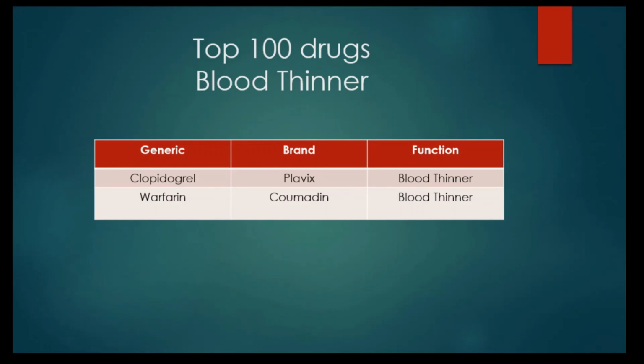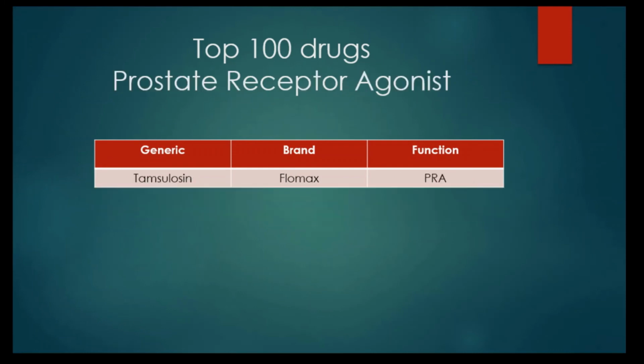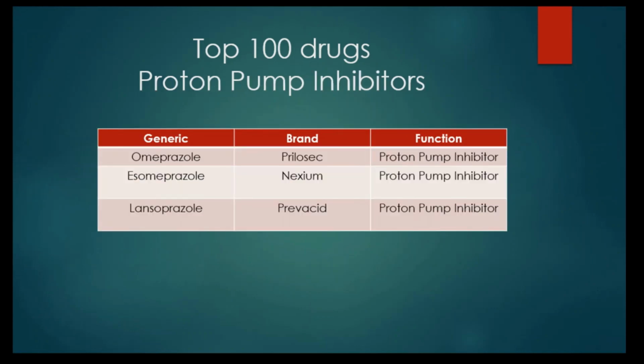We've got a couple of blood thinners, clopidogrel, known as Plavix, and warfarin, known as Coumadin. Next we've got prostate receptor agonists, drugs such as tamsulosin, otherwise known as Flomax. Proton pump inhibitors include omeprazole, brand name is Prilosec, esomeprazole, which is Nexium, and lansoprazole, known as Prevacid.